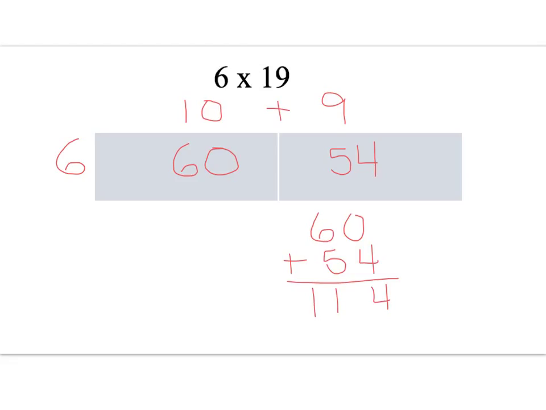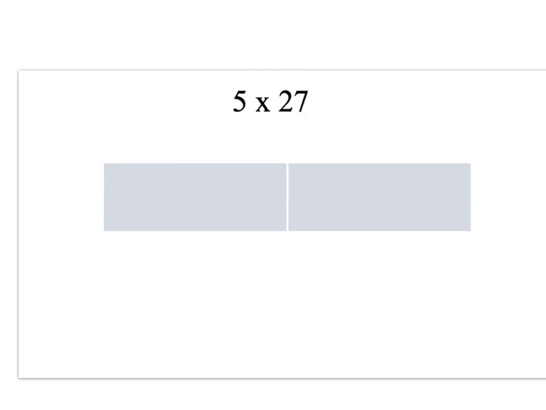So the product of 6 times 19 is equal to 114. Now let's look at the problem 5 times 27. We're going to still use our rectangular box. We're going to decompose 27 into 20 plus 7.